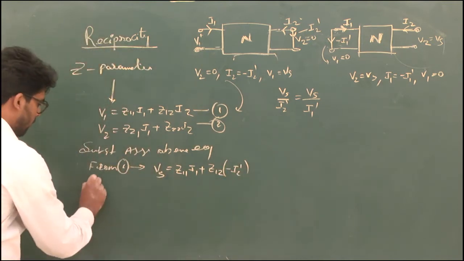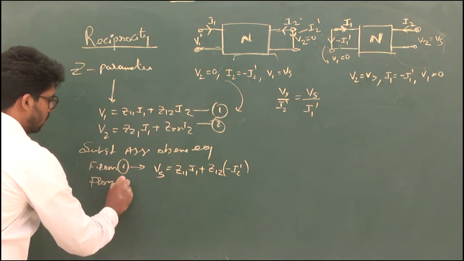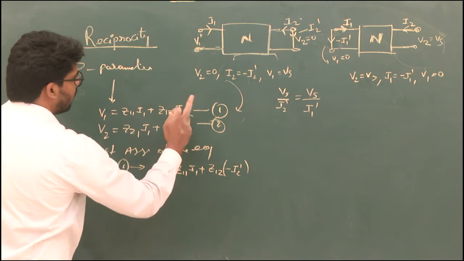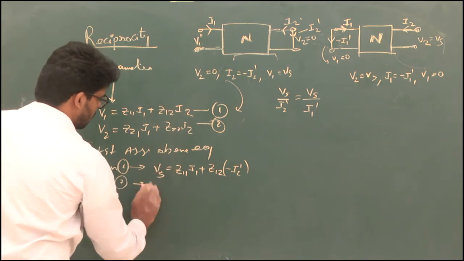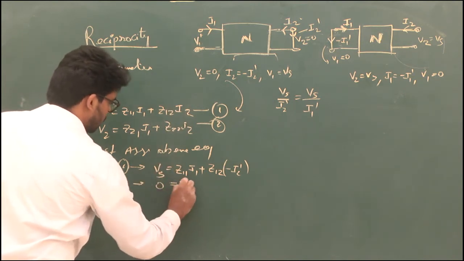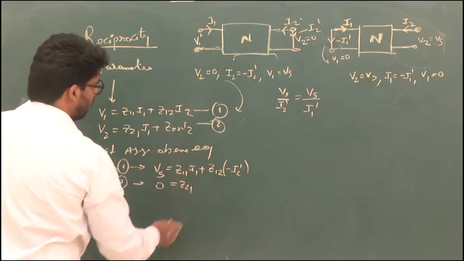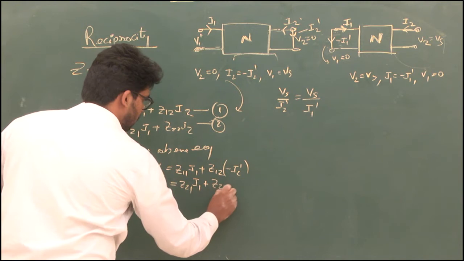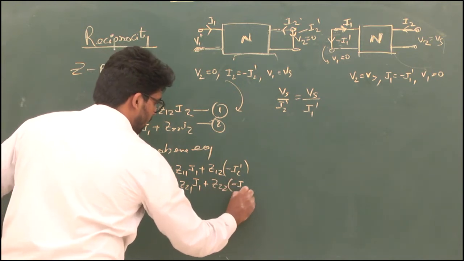Now from 2 you have V2 equal to what? V2 equal to 0. So V2 equal to 0, Z21 I1, where I1 is replaced as the same, and Z22 I2, where I2 is replaced as I2 dash.